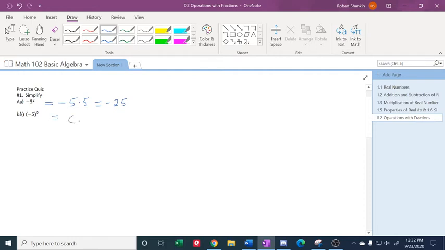This one, it says multiply -5 by itself. Two negatives make it positive.